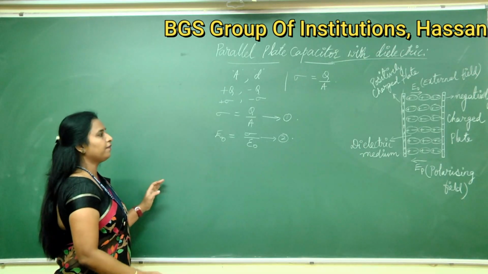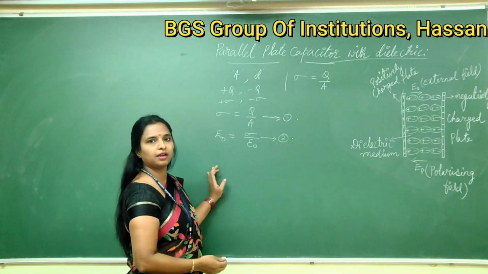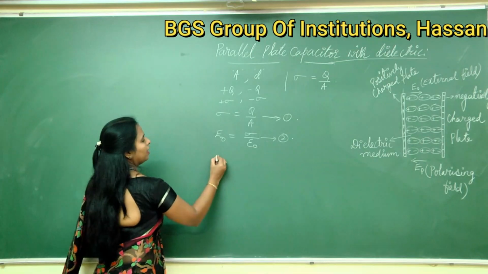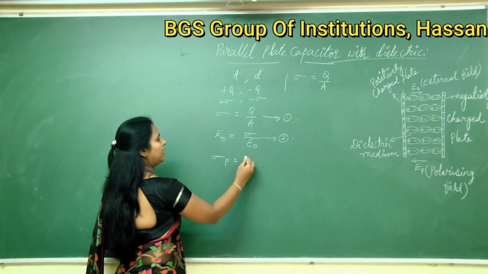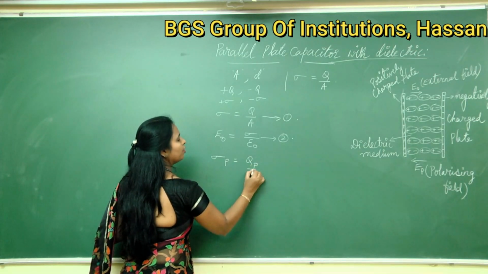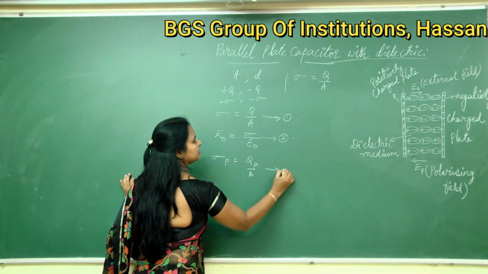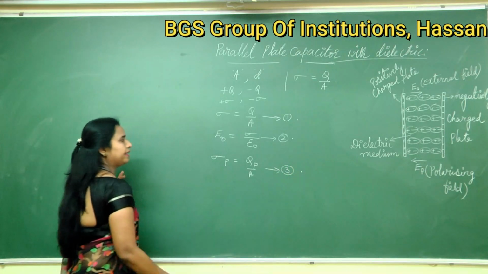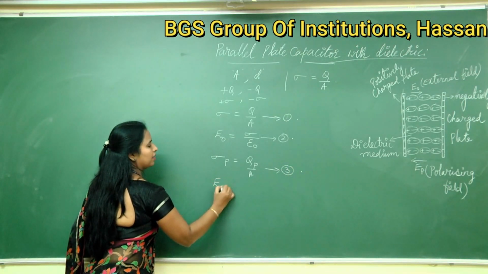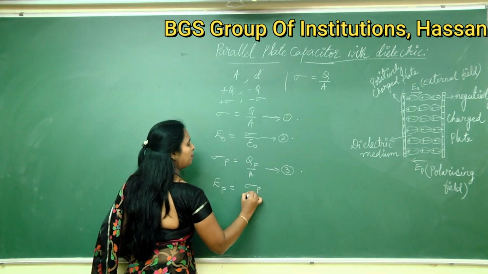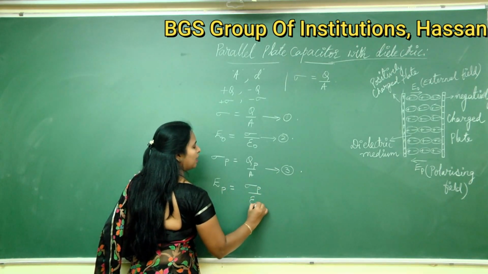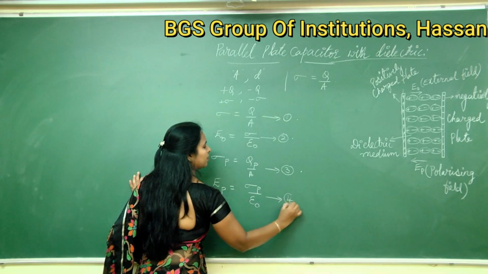In the same way, when there is a polarization in the dielectric, the surface charge density can be taken as sigma P, and that is equal to Qp by A. Call it as equation number 3, and the respective electric field or the polarizing field is EP is equal to sigma P divided by epsilon naught. Call it as equation 4.